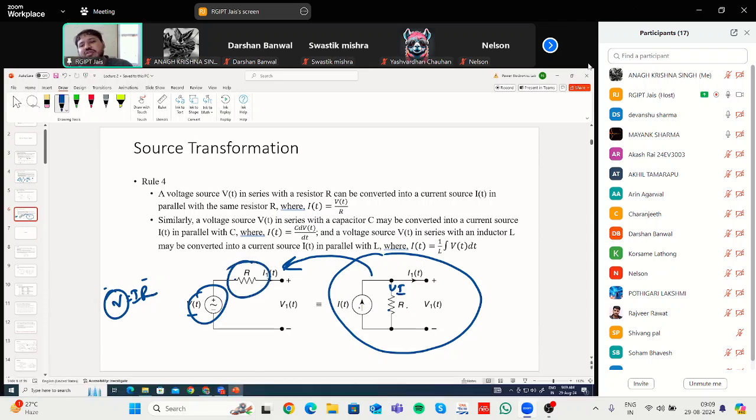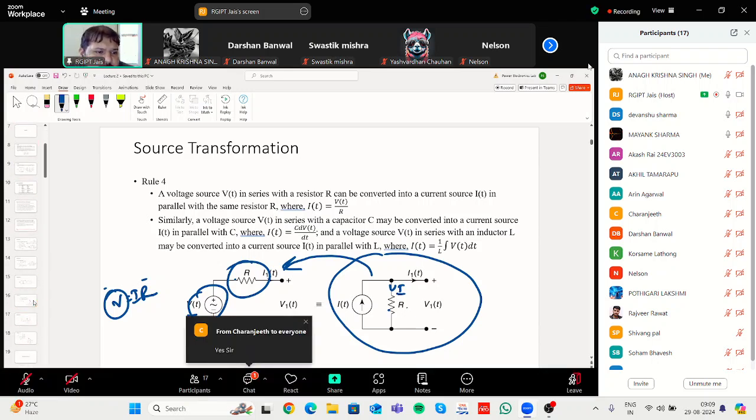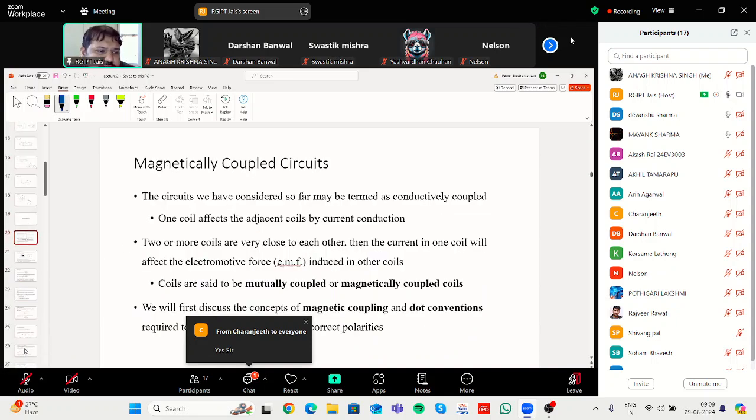Similar concept is also applicable for capacitor and resistor. Clear? Let me know. This is the first thing we did yesterday, source transformation. This we discussed in detail, and also the logic behind it, from where these rules are coming. Please let me know if you have any doubt. Otherwise, I will move to the next part.